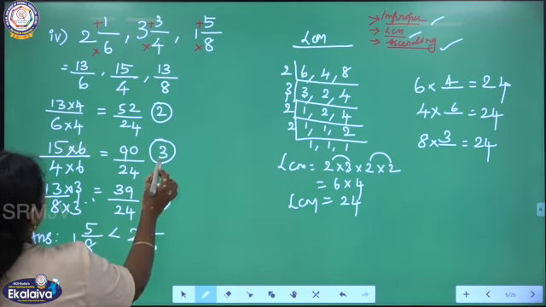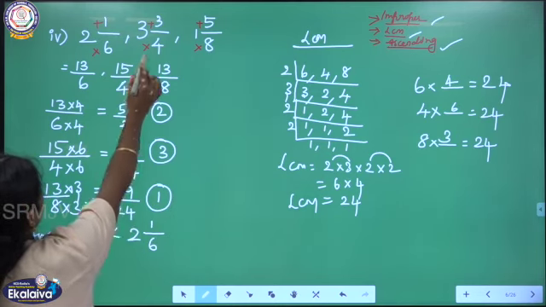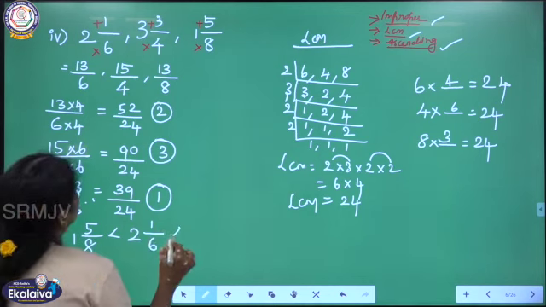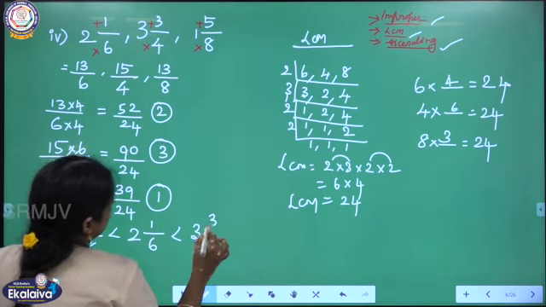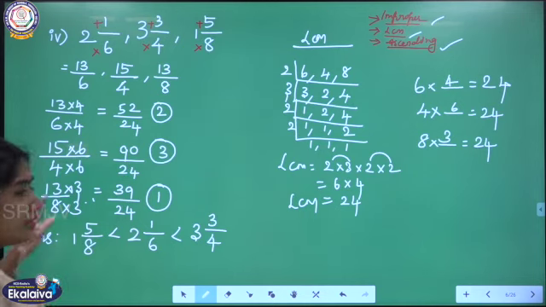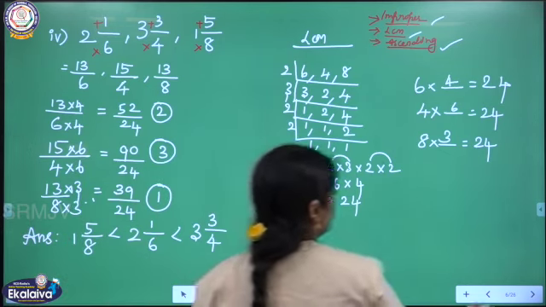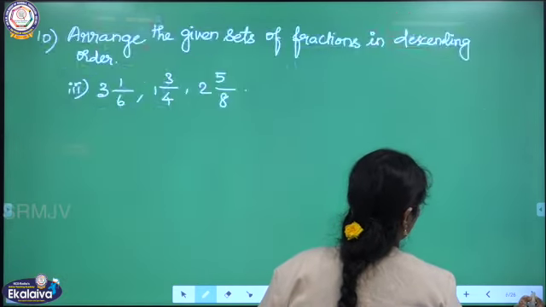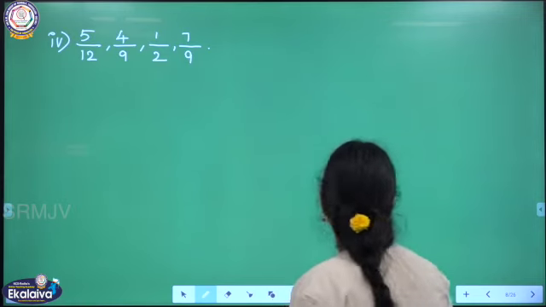And finally, the third one, 15 by 4. It is in the middle. So that is 3 3 by 4. Got it, children? So according to this, I can arrange. First, change the mixed into improper fractions and make them like fractions, and then you can arrange.